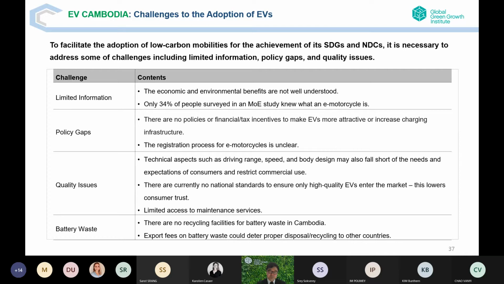So that's why research institutions and universities should focus on this for the government as well. You have to have more real data and then the best solution to guide the government in the right way. And battery waste, as I said, has a big adverse impact with the introduction of electric mobility. There is no recycling facility, and we need to set up more concrete regulation before introducing e-mobility.